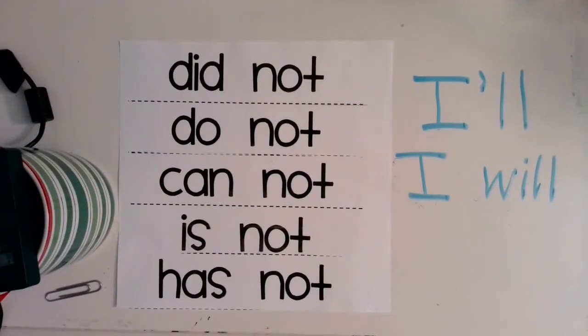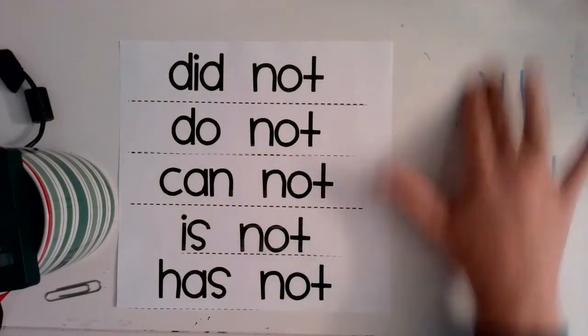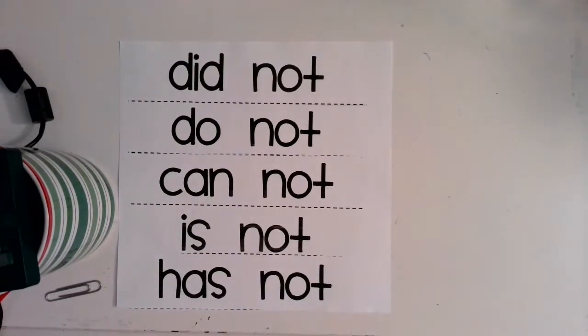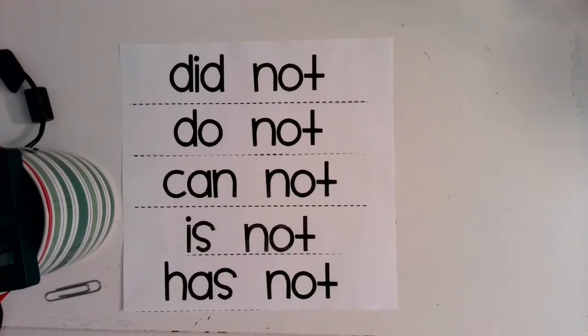So let's try and figure out if we can make contractions from these words here on this worksheet. All right. Did not. Did not. I did not steal the cookie from the cookie jar. Did not becomes didn't. I didn't take the cookie from the cookie jar.